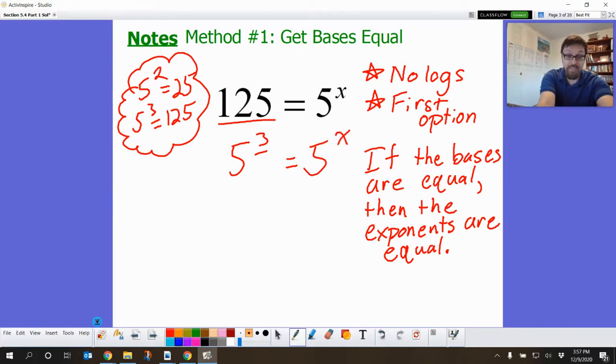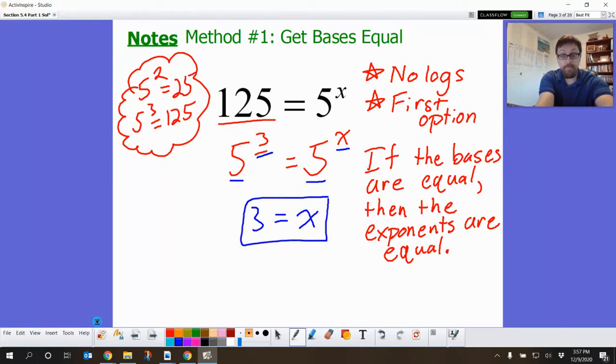Since these bases are the same, we have a 5 and a 5, then these exponents need to be the same. If the bases match, the exponents match. So then this thing is solved. It's just 3 equals x. Easy one.